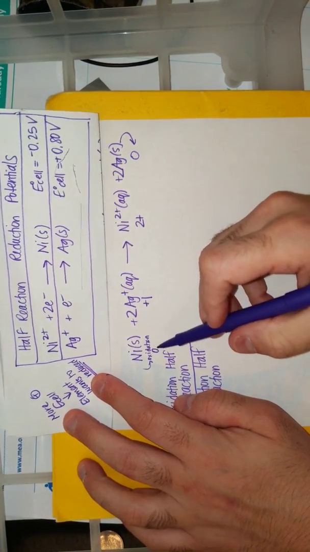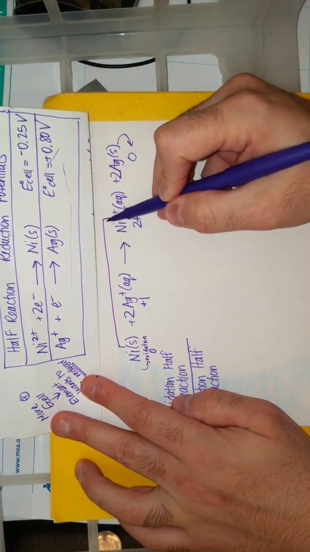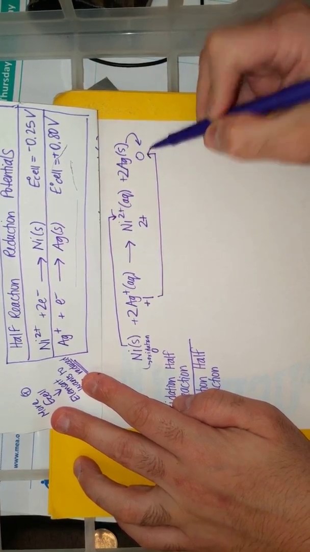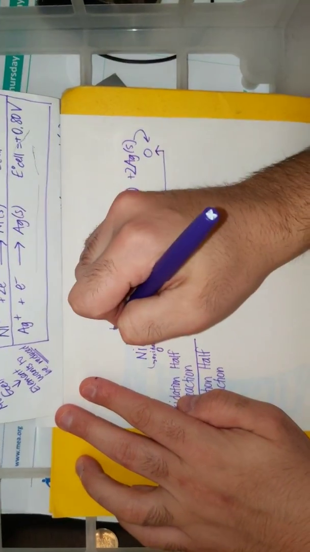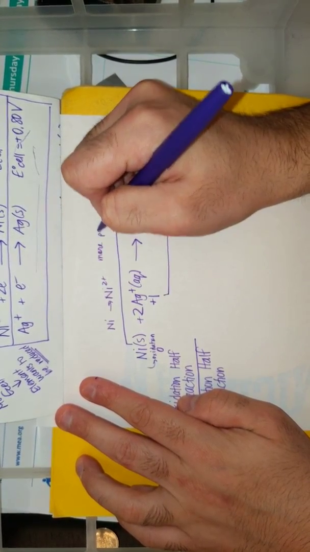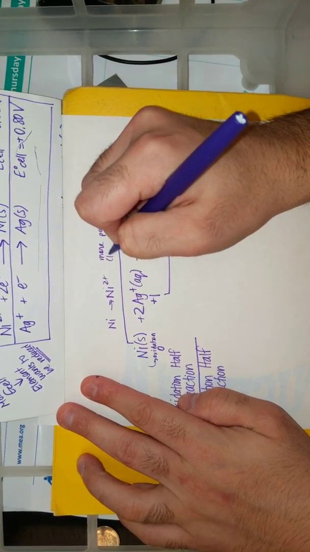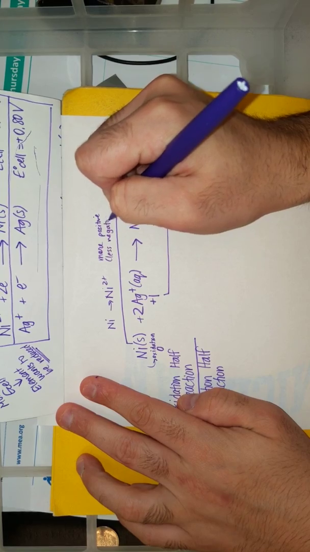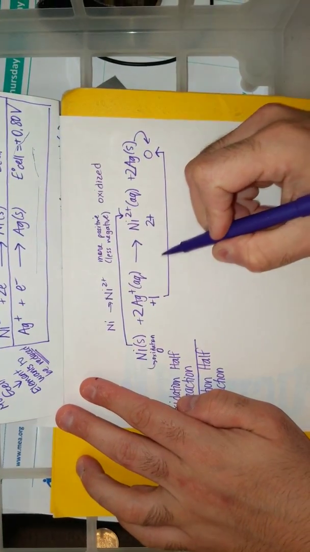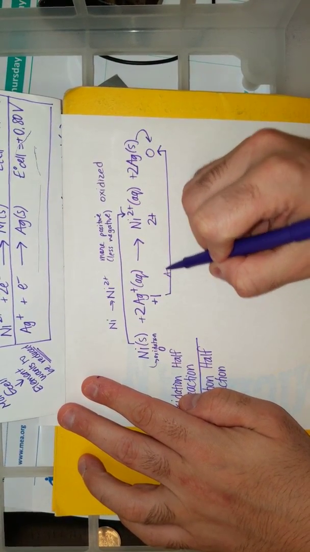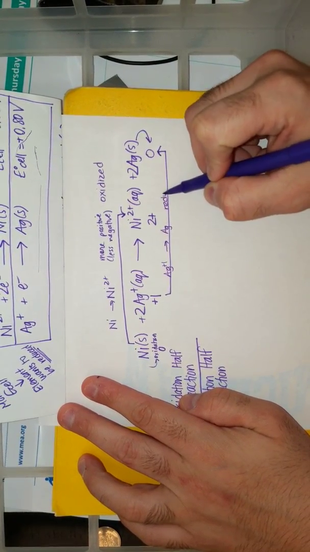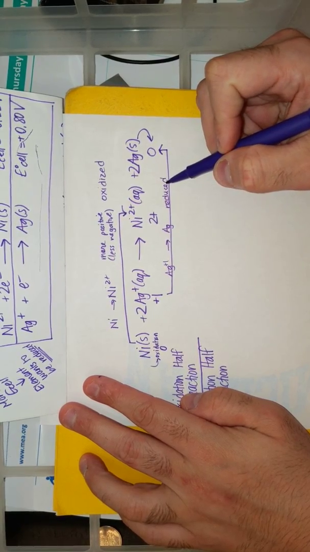So now, I went from nickel 0 to nickel 2 plus, and I went from silver plus 1 to silver 0. Going from nickel to nickel 2 plus, this is becoming more positive or less negative. This means that nickel has been oxidized. For silver, it went from plus 1 to 0. This means it was reduced. It became less positive or more negative.